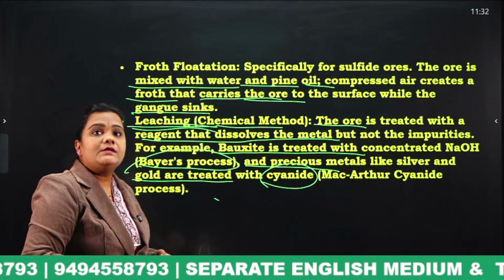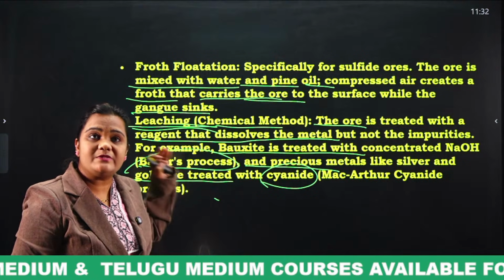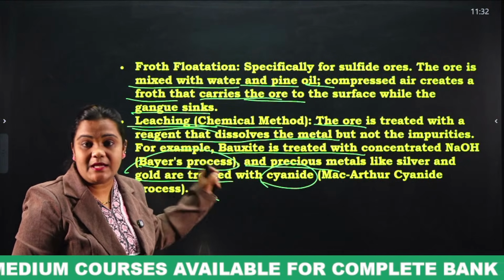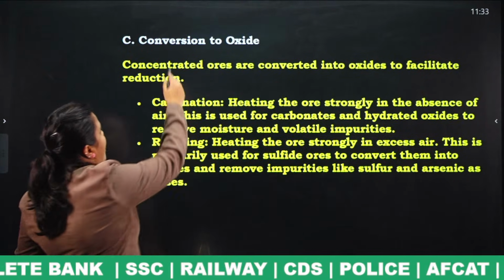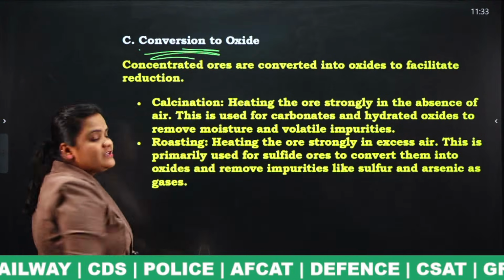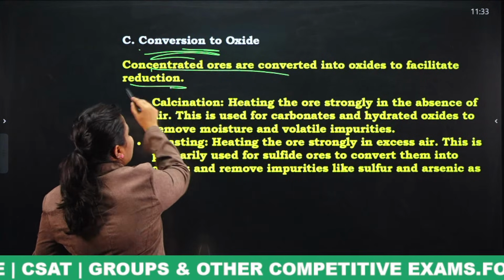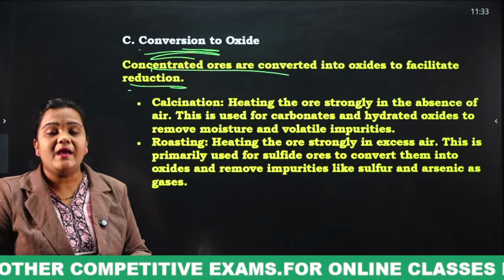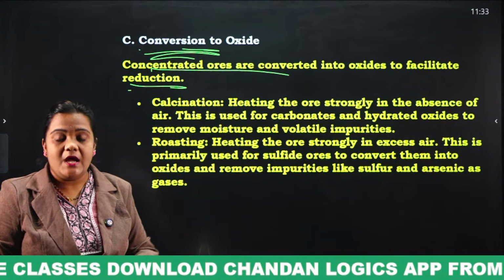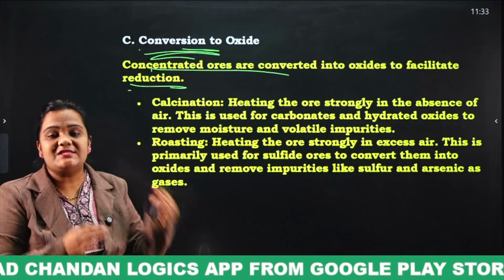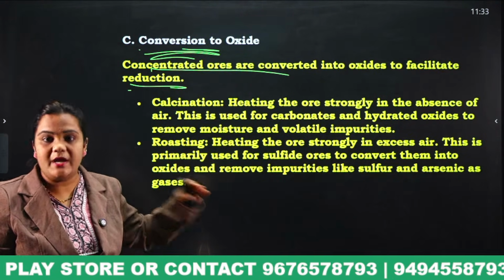So this chapter is very, very important, students, from the exam point of view. Each and every student, from starting to ending, don't miss a single process which I am explaining. Next, conversion to oxides. So the next process is conversion to oxide. Concentrated ores are converted into oxides to facilitate reduction. What do you mean by this? Conversion to oxide means the concentrated ores are converted to oxides, such that ores and impurities are separated. This is one of the important processes.